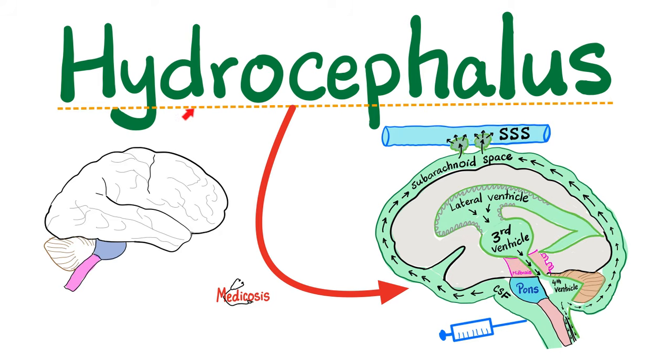Today, we shall talk about a cause of intracranial hypertension, and that is hydrocephalus. Hydro means water. In this case, it means fluid, as in hydrodynamics. And cephalo means what? It means your head. So hydrocephalus is a medical condition where we have too much cerebrospinal fluid in your head.